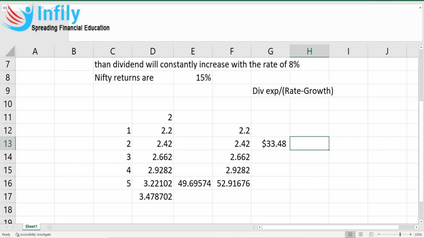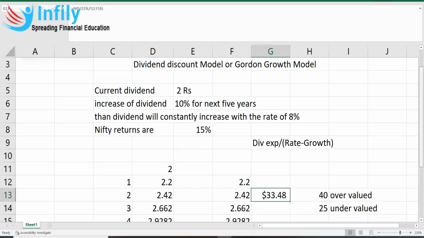Let's say the security is trading at 40 rupees. Since the fair value is less than the market price, I'll say this is an overvalued security, right? If it is quoting at, let's say, 25 rupees, I'll say this is an undervalued security because my fair value is higher than the market price. So basically this is how equity valuation is done. Thank you very much.